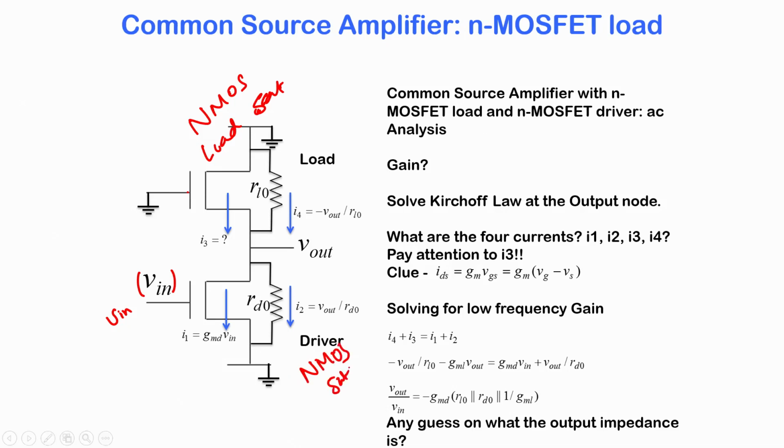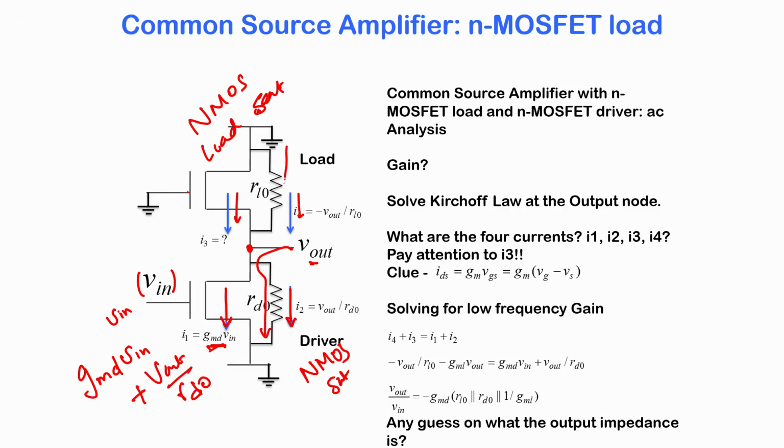So, now again writing Kirchhoff's law here, what are the currents in these 4 nodes? The current through this transistor here is not influenced by V out, because this is representing the ideal MOS, and therefore this current is simply gm of the driver times V in. What is the current here? The current here is V out by RO, okay. So, that current is V out divided by RDO.